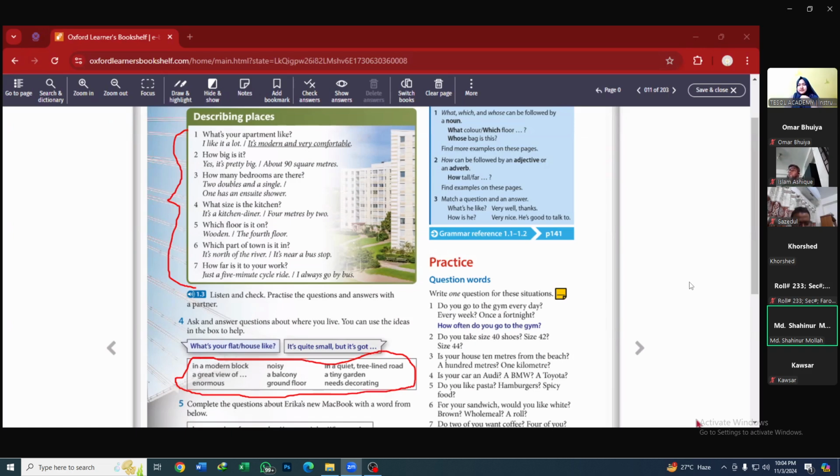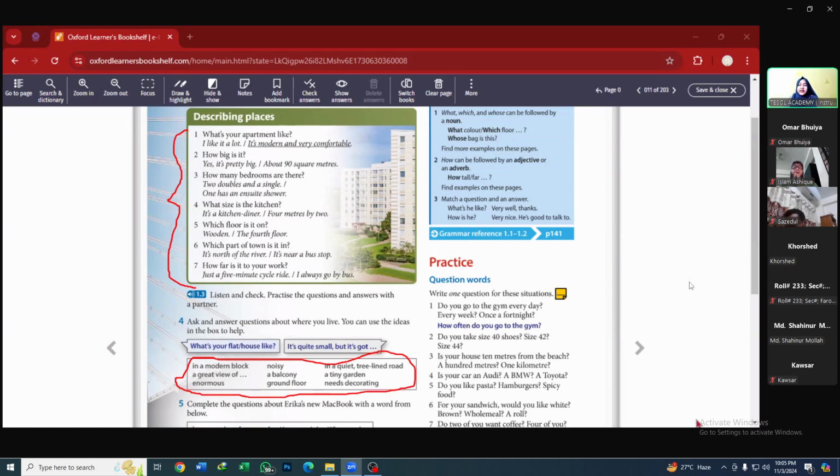It's modern and very comfortable. Okay, thank you. How big is it? It's about 80 square meters. Okay, thank you. How many bedrooms are there? Two doubles and a single.